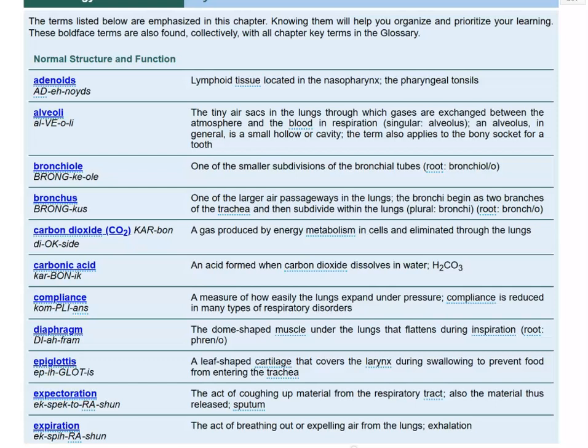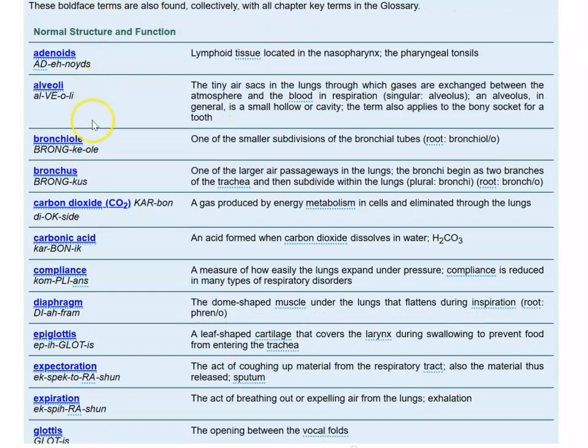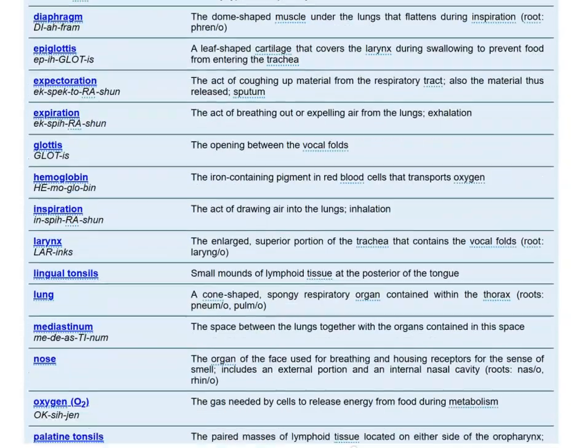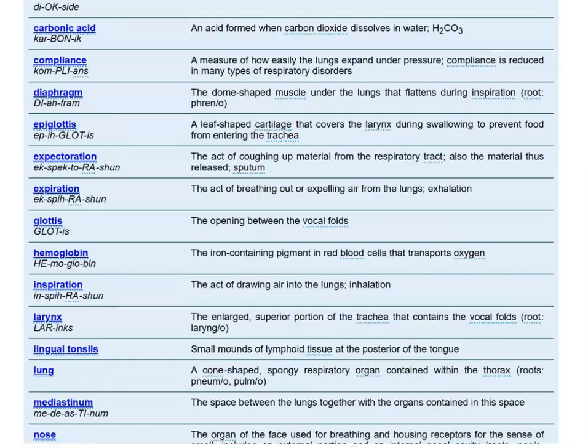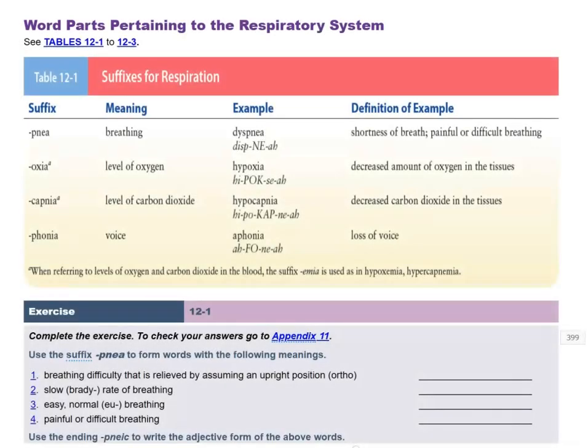Terminology is listed here, key terms. Adenoids, alveoli, bronchial, bronchus, carbon dioxide, carbonic acid, compliance, diaphragm, epiglottis. You guys can read those and review the meaning of those words. Word parts, so suffixes: apnea, dyspnea, penia. Apnea is the absence of breathing, dyspnea is shortness of breath or difficulty breathing. Oxia, so hypoxia is the low amount of oxygen.